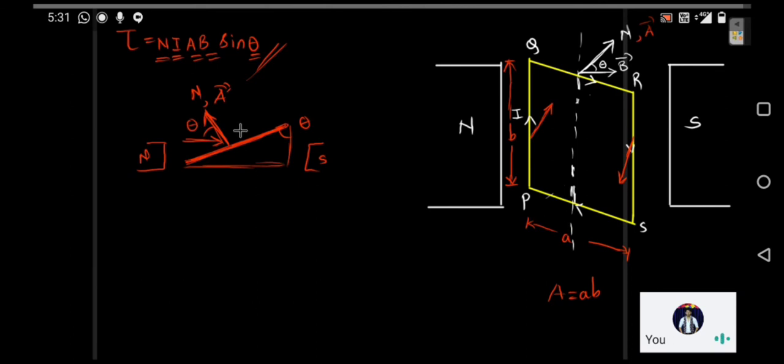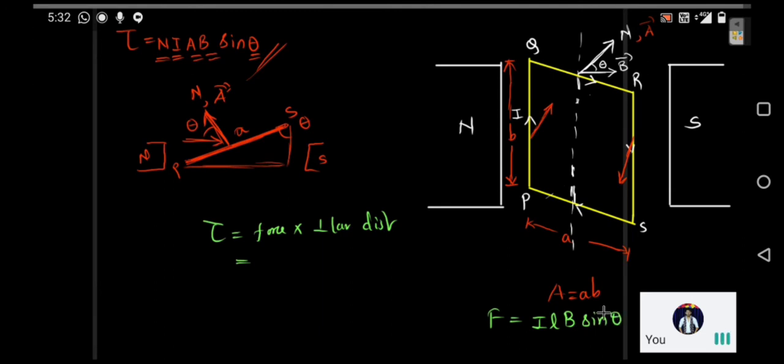And this side we have taken as A. So basically this is your PS, which we have taken as A. So now torque is given by force into perpendicular distance. So how much is the force acting on this side and this side? The force is going to be F is equal to ILB sine theta. This is going to be your force.